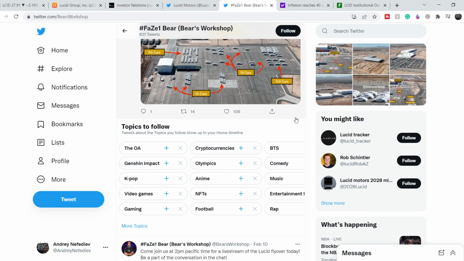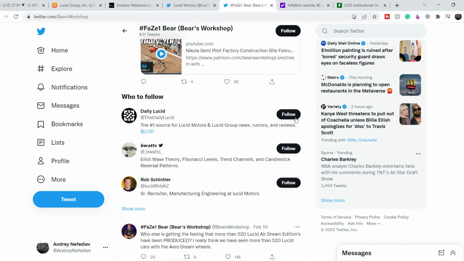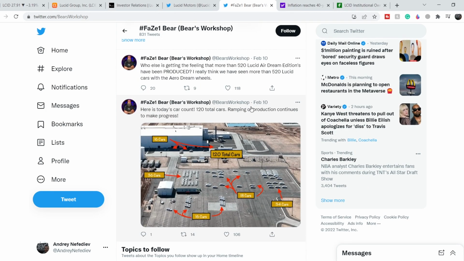And right here on Bear's Workshop Twitter page, we have several new tweets, and let me show you right here. The most recent one was made on February the 10th, and he said, "Here's today's car count, 120 total cars. Ramping of production continues to make progress." And definitely, he does a huge amount of work, and it is the only source that we have for now that can show us how many cars they are producing and how many cars they are delivering. And definitely we can see some increase in this volume.